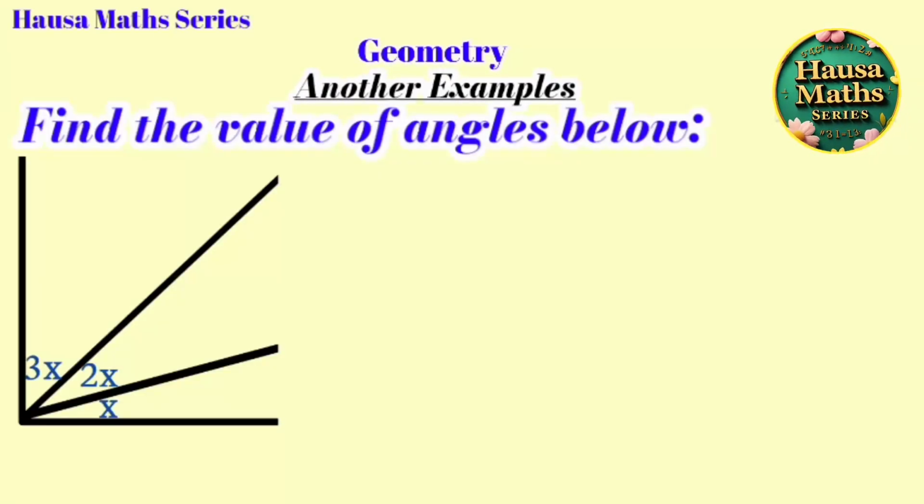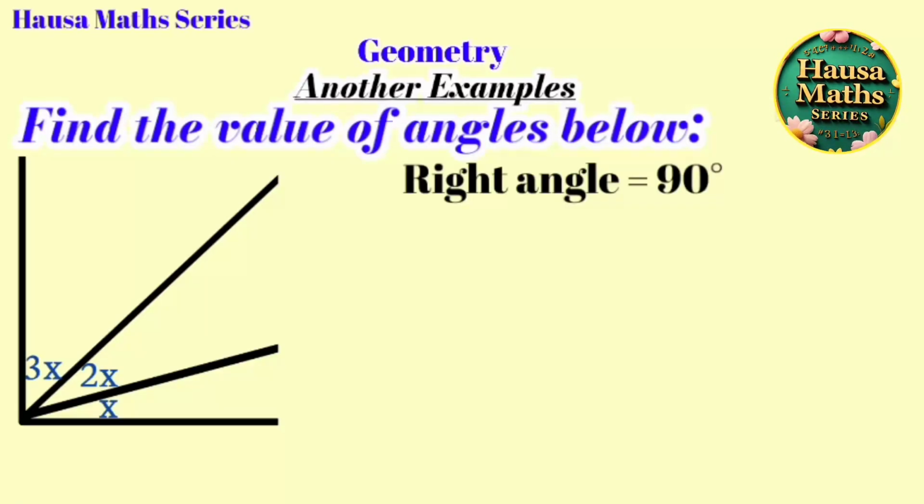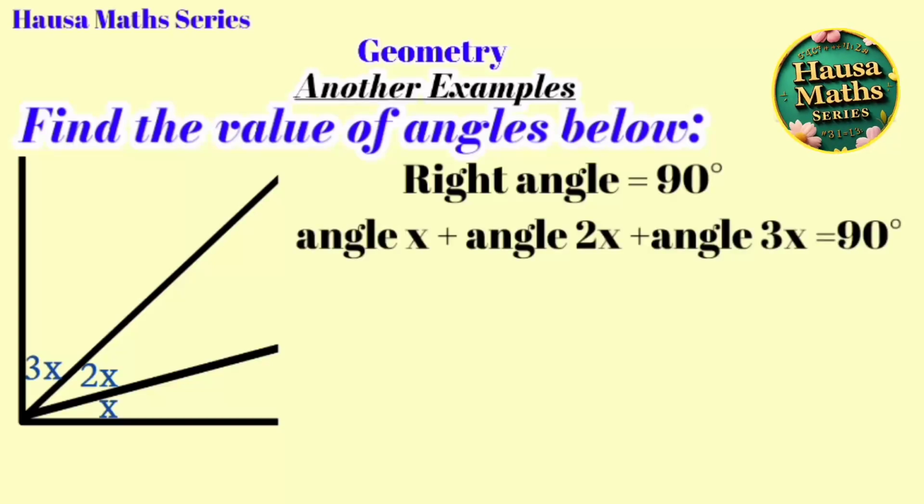In this lesson 19, we are going to continue with giving some examples. Let's check another example. Find the value of the angles below. Each and every right angle has 90 degrees. We have three angles: x, 2x, and 3x.